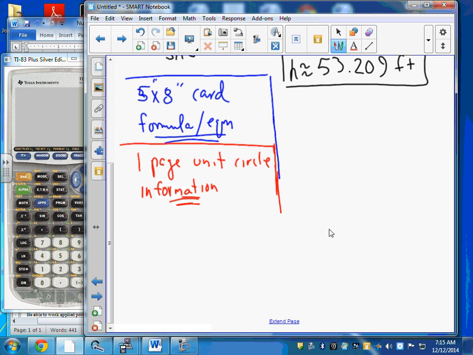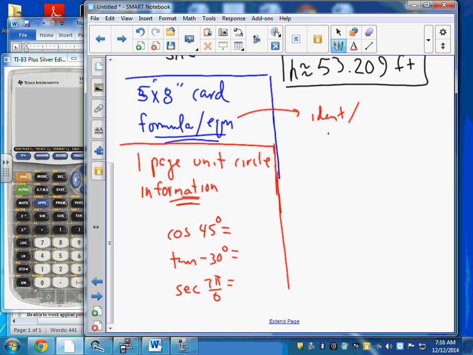If I said, what is the cosine of 45 degrees, that should not be something you look at on your card, or what is the tangent of negative 30 degrees, or what is the secant of 7 pi over 6. You don't look on the card for these types of problems because you won't have your card available. But for all the other information, you can put any identity that you want. You can put formulas like the law of sines or the law of cosines, your arc length formula, your sector area formula. Anything like that is fair game.